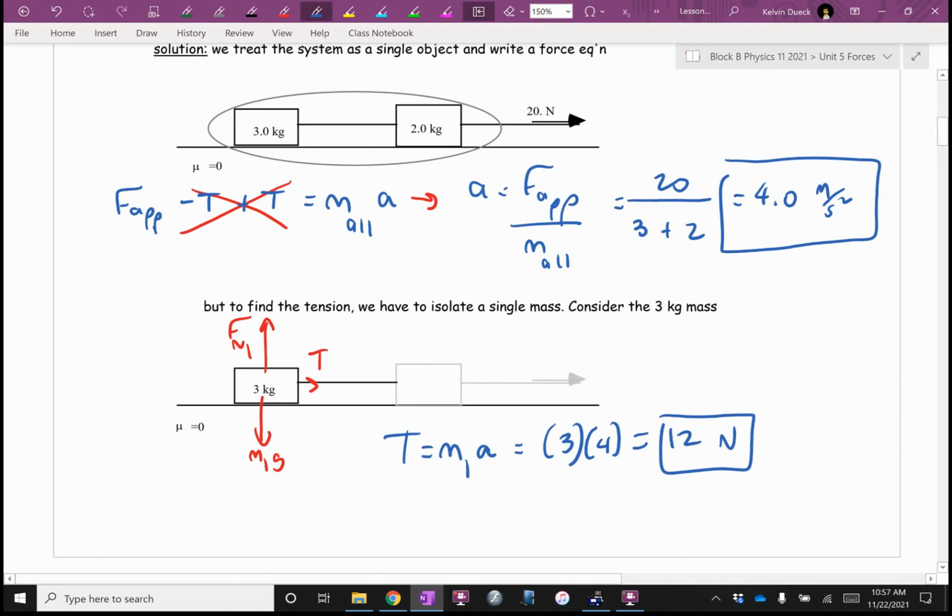Mr. Dewick, what if instead of mass 1, what if I'd written an equation for mass 2? You know, it'd be really cool. It would be really cool if when we wrote an equation for mass 2 and solved for tension, we also got 12. It would be really neat if it didn't matter which mass you picked, pick the easiest one. Luis, that would be cool.